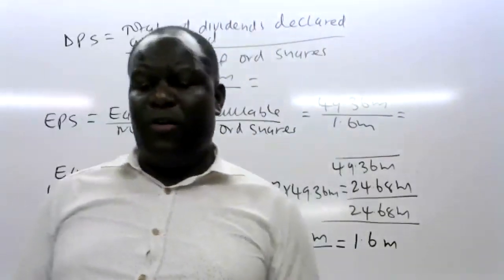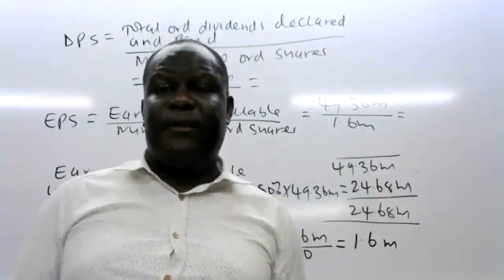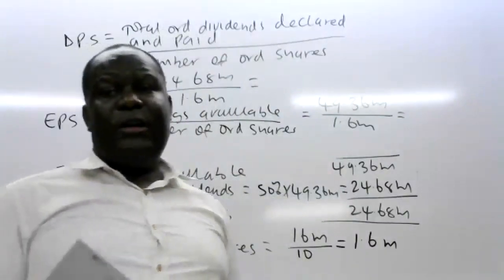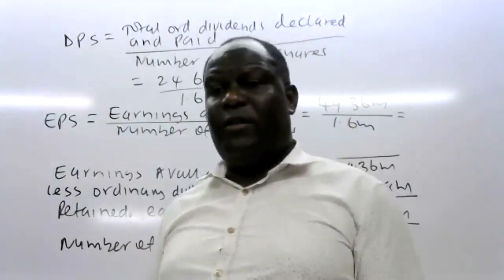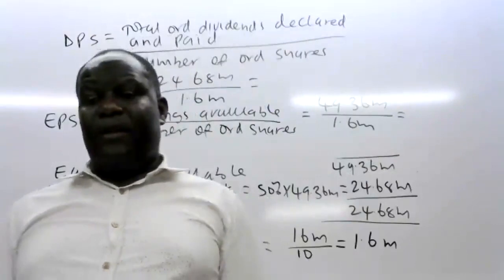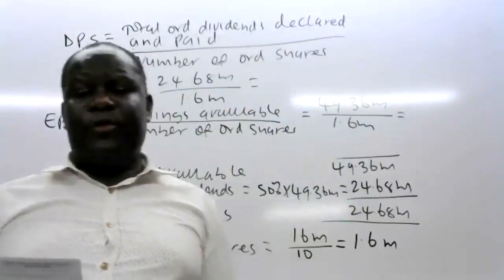Those who are online, can you confirm whether you can see the notes for the financial ratios? I have summarized that part, and I want us to go through them.